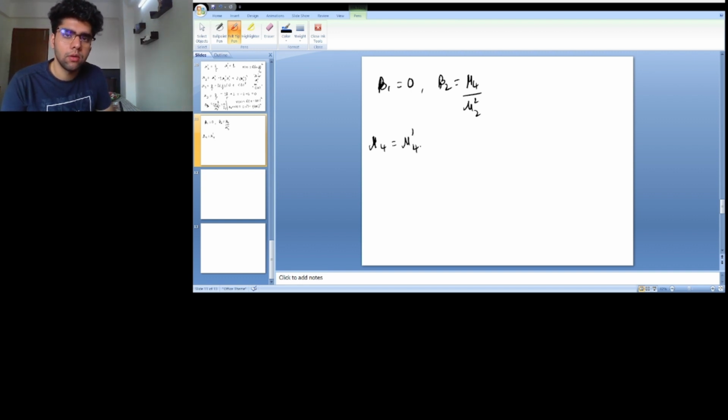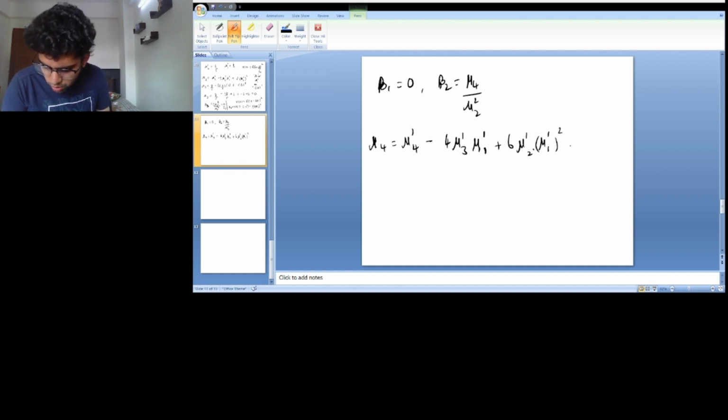The fourth moment with respect to the origin minus 4 times the third moment with respect to the origin into the first moment with respect to the origin, plus 6 times the second moment with respect to the origin multiplied with the first moment with respect to the origin to the power 2, minus 3 times the first moment with respect to the origin to the power 4.